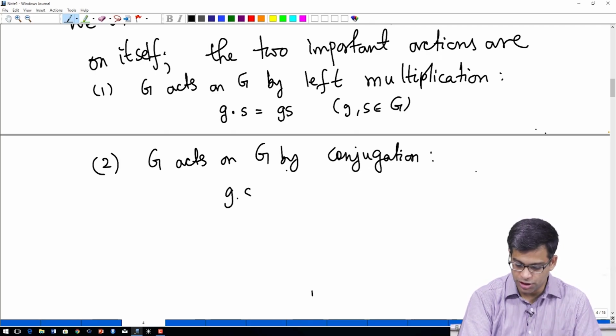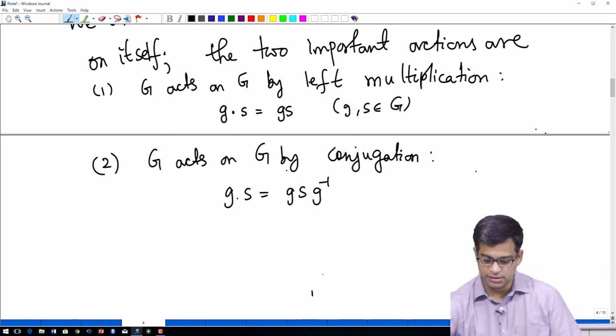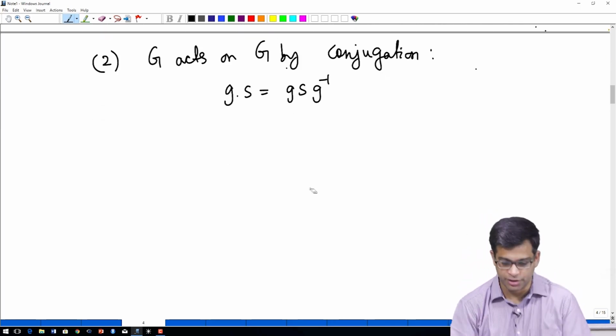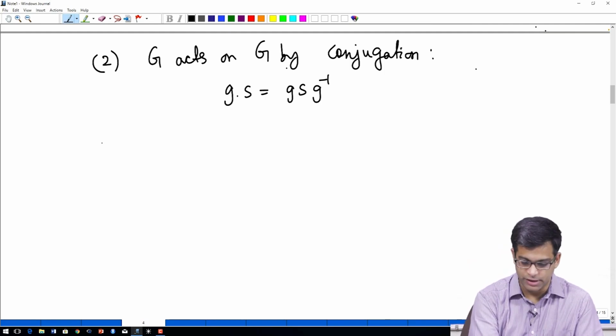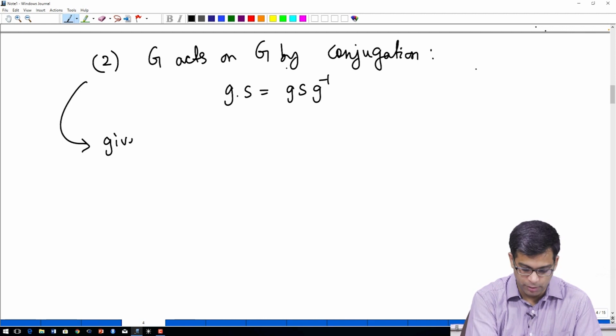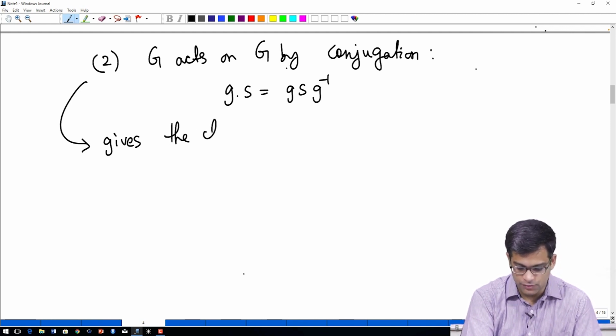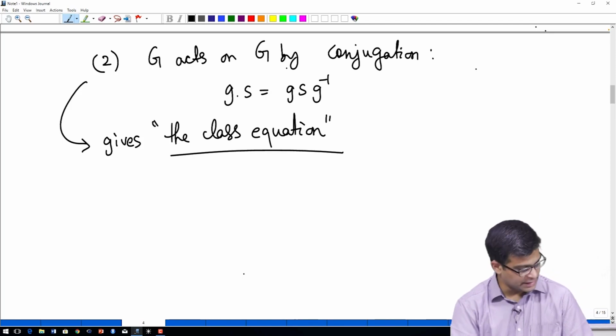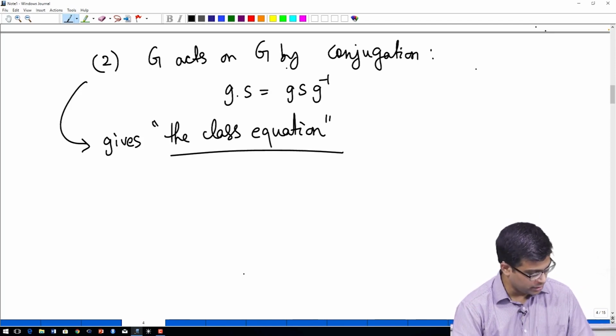So, here G acts on S by conjugation. So, g·s is defined to be g s g inverse. We checked in our earlier videos that these are actions of G on itself. So, this gives the important class equation. This was the other important thing that we have learned about group actions. The action of G on itself by conjugation gives us the class equation.